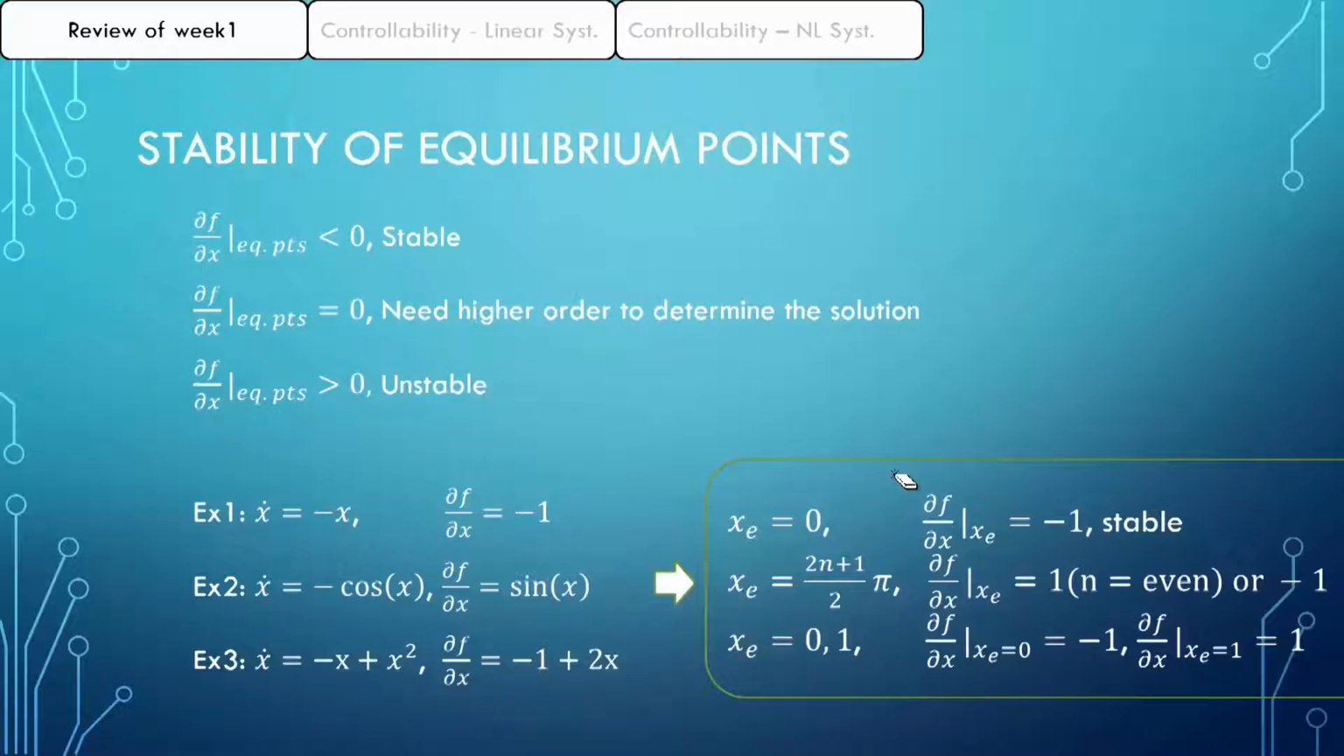Okay. So continue with the previous three examples. The first one is stable, right? Which is the same as this one. The partial of f with respect to x is minus 1. And the second one, when you take the partial, is sine x. And remember, we have multiple equilibrium points here, right? So you substitute each equilibrium point as x in here, and you will obtain different partials. So that says that this partial will be 1 whenever n is even. Otherwise, it's minus 1.